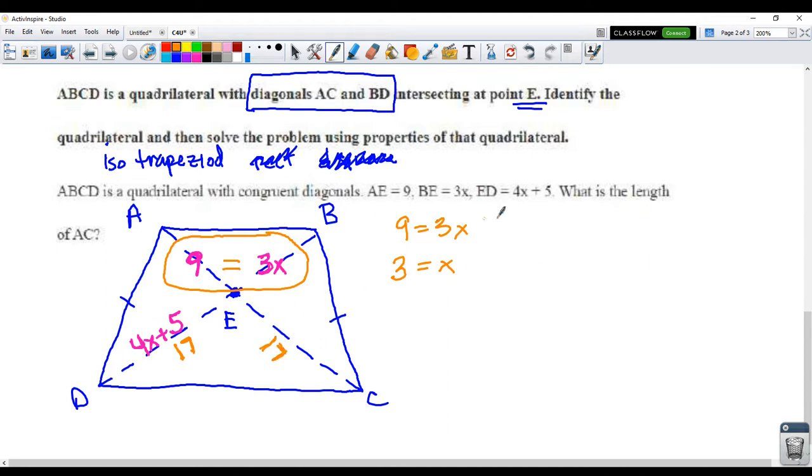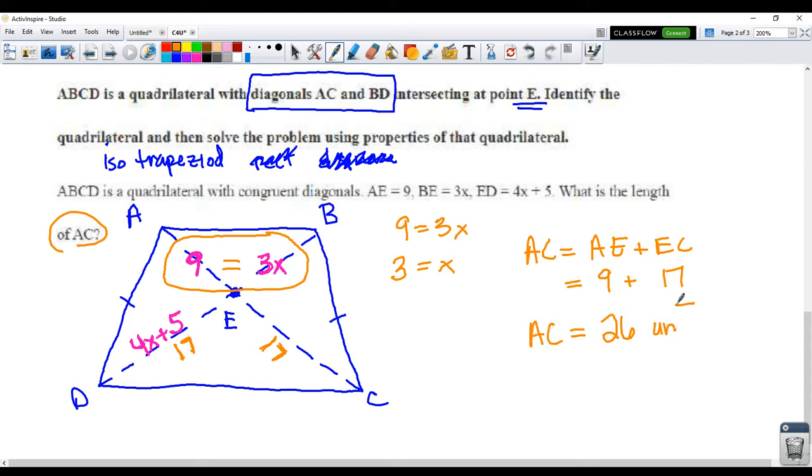Right, because we're asked for what is the length of AC. So AC is your AE plus your EC, right? The segment addition postulate. So we have 9 for the length of AE and we have 17 for the length of EC, which means AC has a length of 26 units.